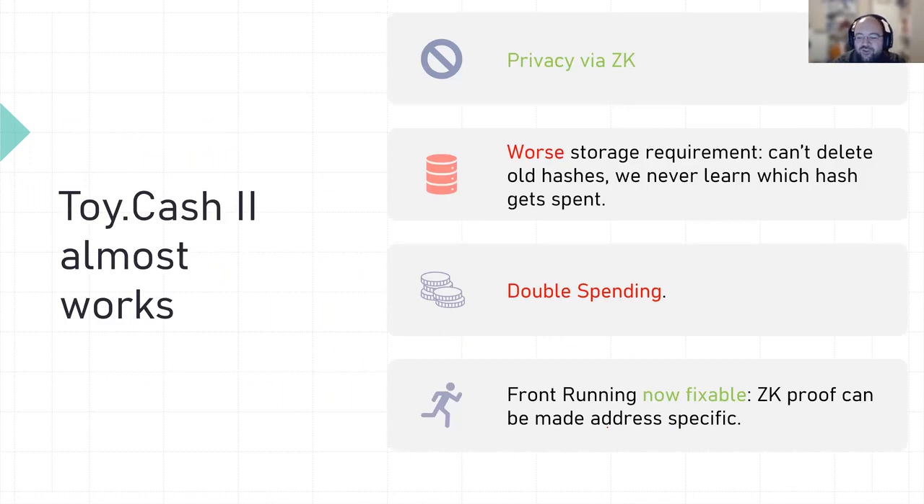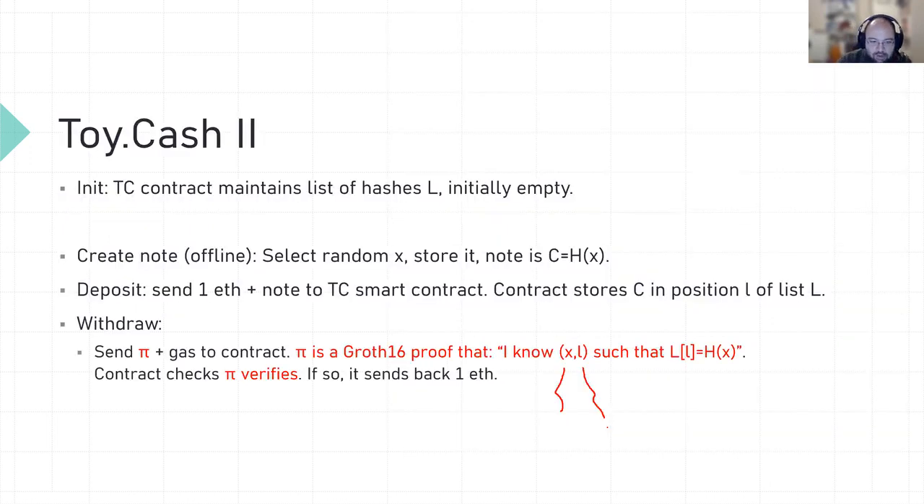So Toy Cache 2 kind of works. We have fixed a few issues, but we have introduced more. So we have now introduced double spending, which is clearly a problem. We have fixed privacy, and we have probably fixed front running, because we can make this proof actually be address specific.